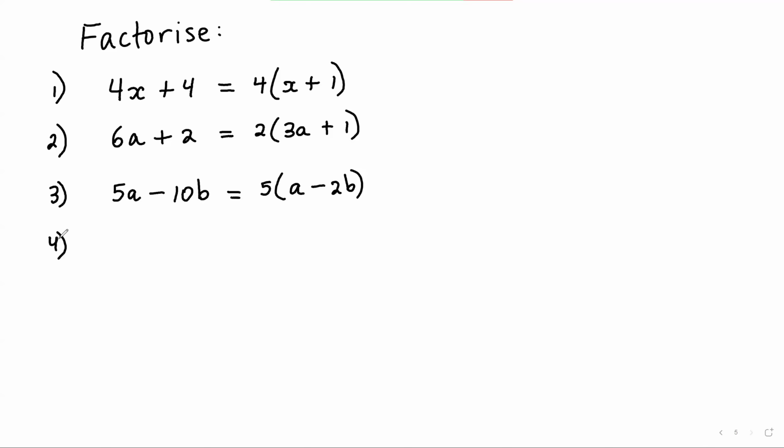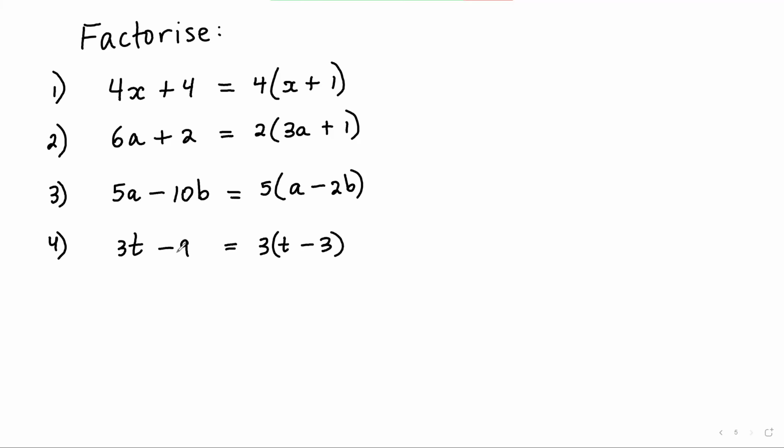Okay, what about 3t minus 9? The common factor here is 3, since 3 could go into 3t and 3 could go into 9. So I take 3 on the outside, and in brackets it'll be t minus 3, since 3 times t gives me 3t, and 3 times minus 3 gives me minus 9.